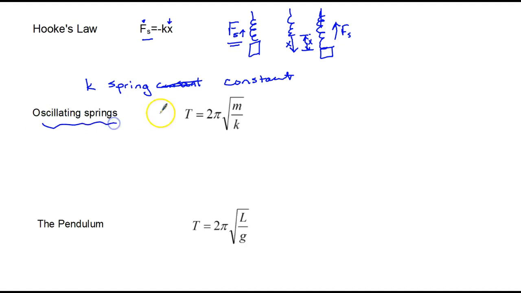So that negative sign simply means the spring force is opposite to the direction of the displacement. For oscillating springs, the period, this would be an oscillating spring. If I stretch this and let it go, it would go back and forth and back and forth. The period depends only on the hanging mass and the spring constant. The period can be calculated by 2 pi times the square root of the mass divided by the spring constant. It's a pretty simple calculation.